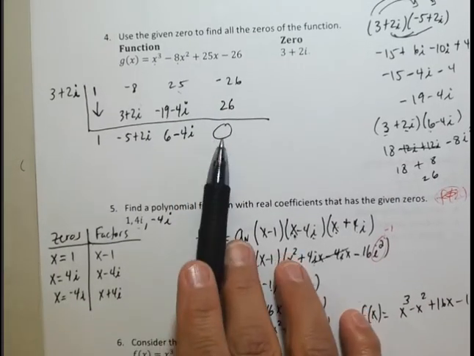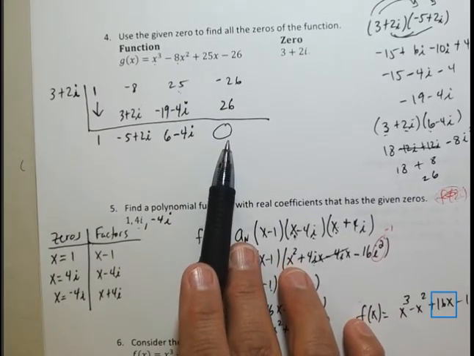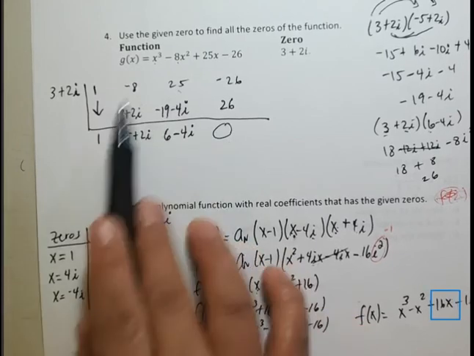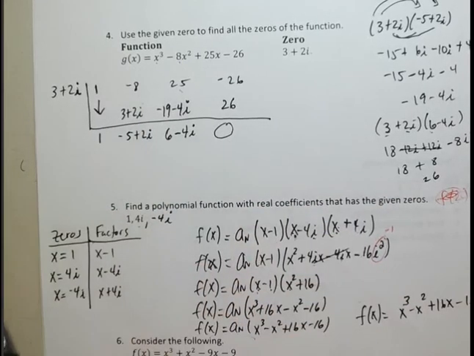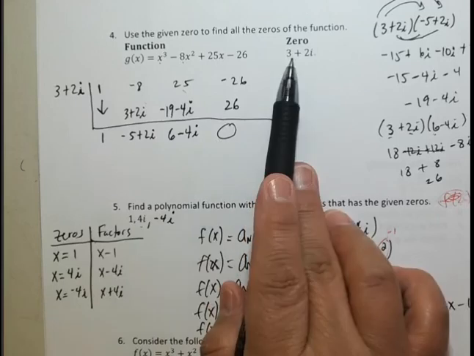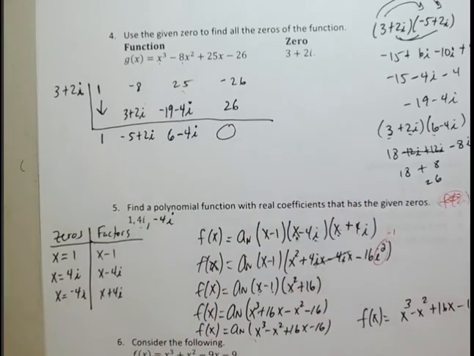So we have to get a 0 here, right? If we don't get a 0, that means you multiplied or did something wrong. Why do I have to get a 0? Because they tell me that it's a 0.